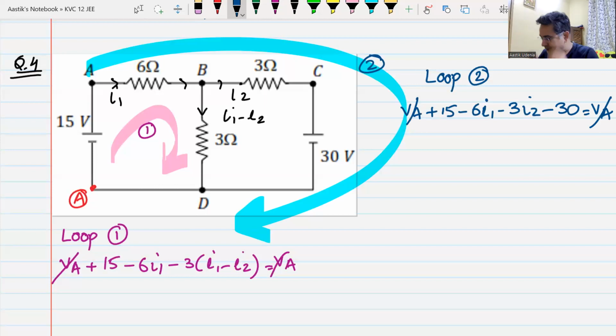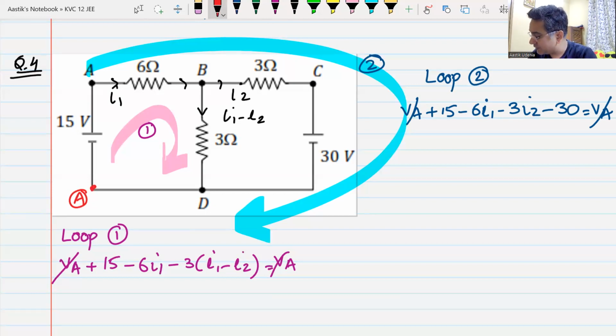From here, you should be able to get the value of I1 and I2. They want the current in the branch BD, so you have to find I1 minus I2. Or you could be smart enough to call that current I2 and the other current I1 minus I2. Doesn't matter. At the end of the day, you have to solve for both.